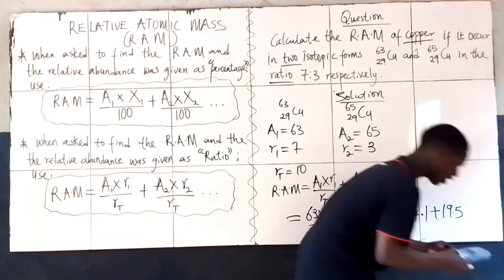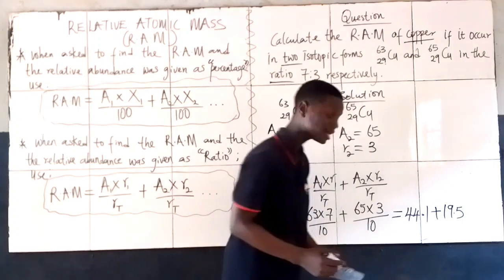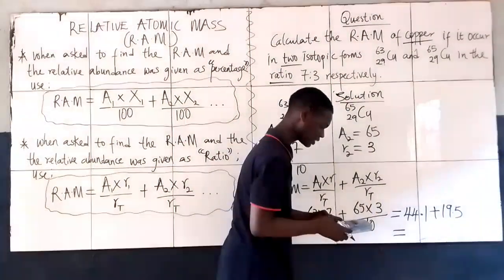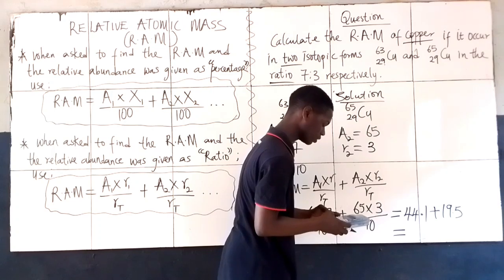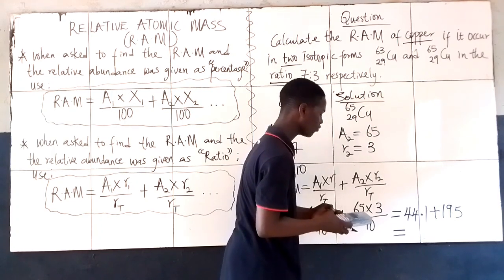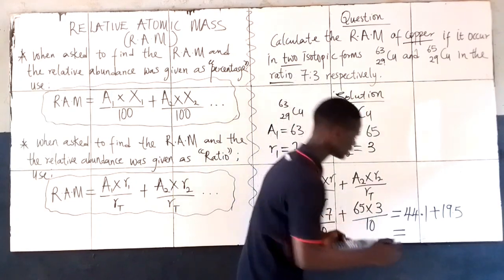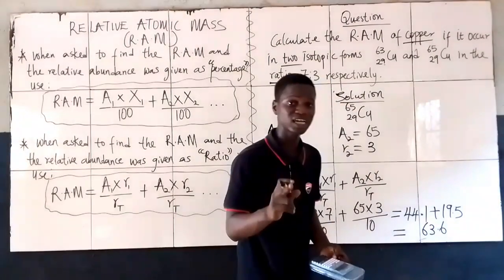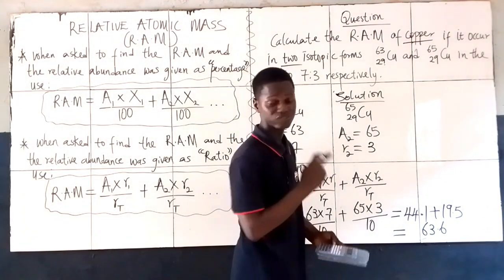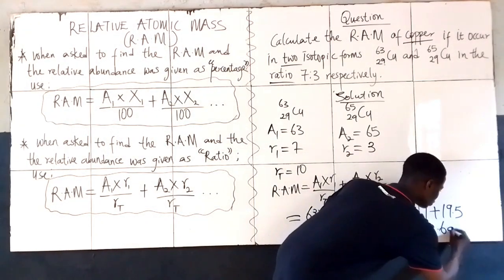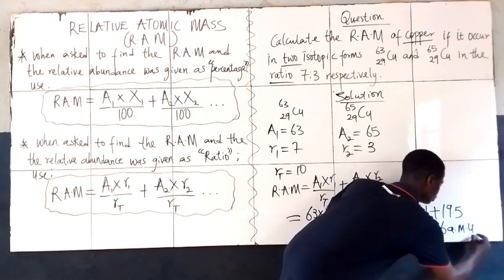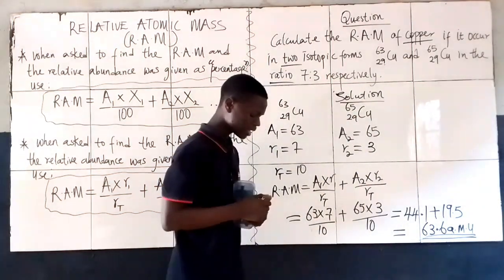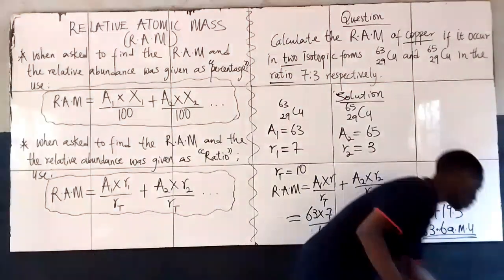So what we have to do, these two values we have, we're going to add them up in order to get our final answer. This will now be equal to 44.1 plus 19.5. This will give us our final answer. The answer is 63.6. And like I said, what is the unit for relative atomic mass? The answer is atomic mass unit. So 63.6 AMU.